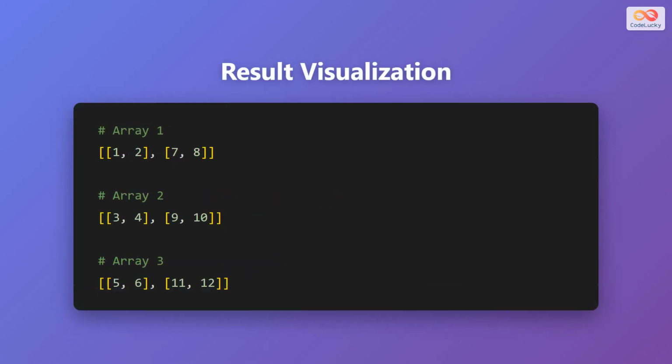The result is 3 separate arrays. The first array contains columns 1 and 2 with values 1, 2, 7, and 8. The second array contains columns 3 and 4 with values 3, 4, 9, and 10. The third array contains columns 5 and 6 with values 5, 6, 11, and 12. Each resulting array maintains the original 2-row structure.